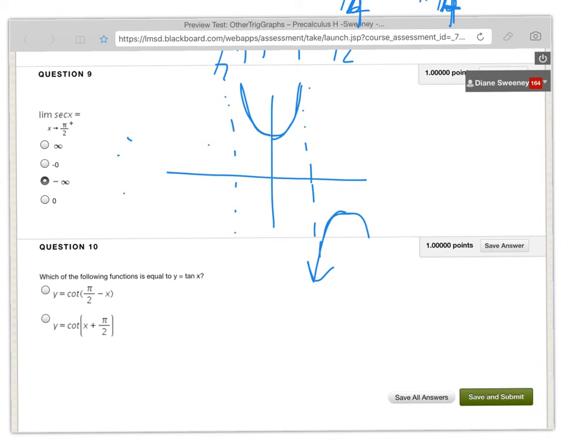And for the last one, which is equal to tangent of x, well, one thing I know about cotangent and tangent is that they are not the same shape. So tangent is an increasing function and cotangent is a decreasing function. So I know that this second choice has got to be wrong just by moving cotangent around. That's not going to be the right answer. So I'm guessing that the first one is right. And I am going to also use the fact that I know that they are cofunctions. So the tangent of x is equal to the cotangent of pi over 2 minus x.